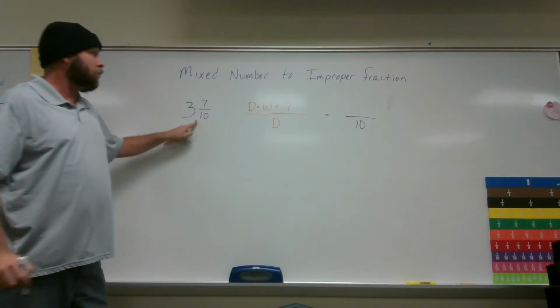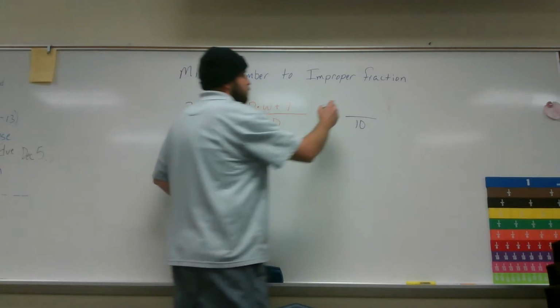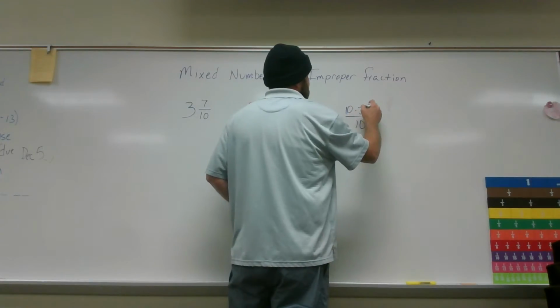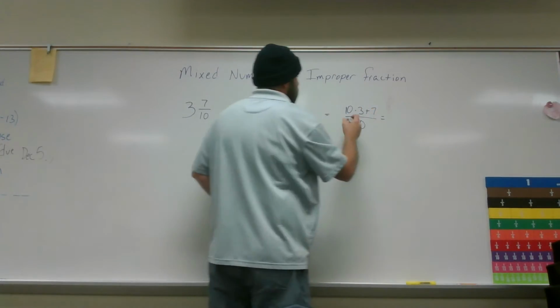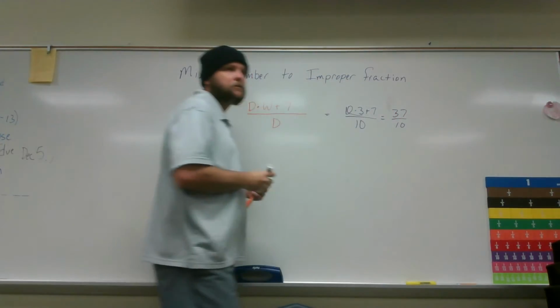My numerator is 10 times 3 plus 7. So 10 times 3, that's easy, plus 7. That's 37 tenths.